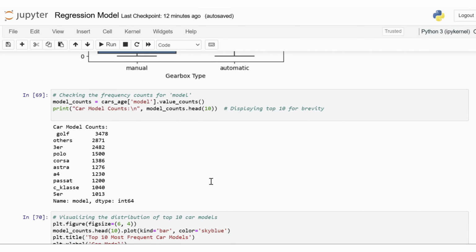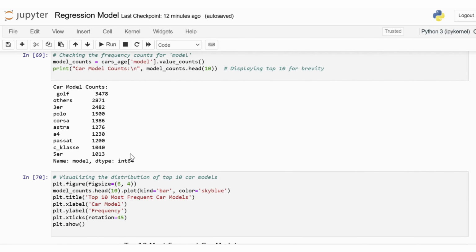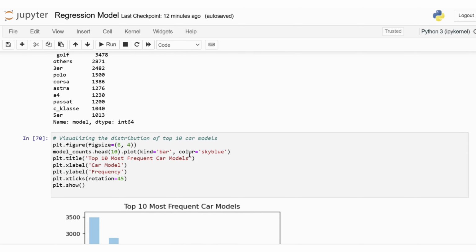We have about 247 different car models in our dataset. Let's take a closer look at the frequency distribution of these models. From the output, we see that the Golf model is the most frequently occurring car model. Since there are too many models to display in a single plot effectively, we'll focus on the top 10 models. Let's analyze the bar plot showing the top 10 most frequent car models.